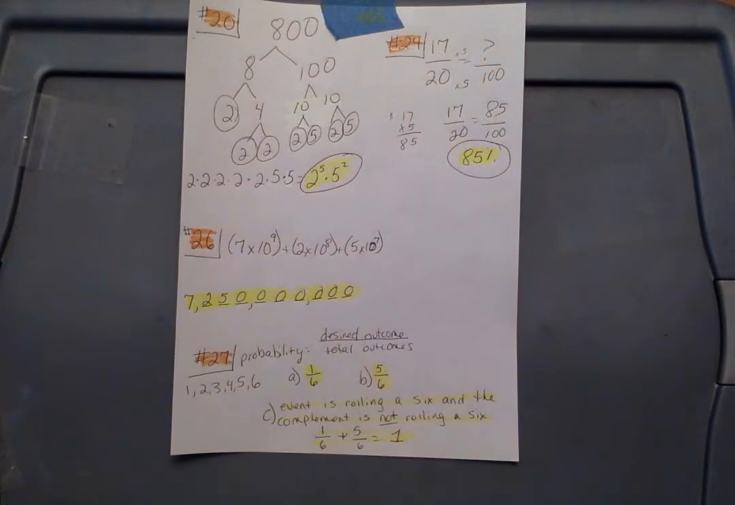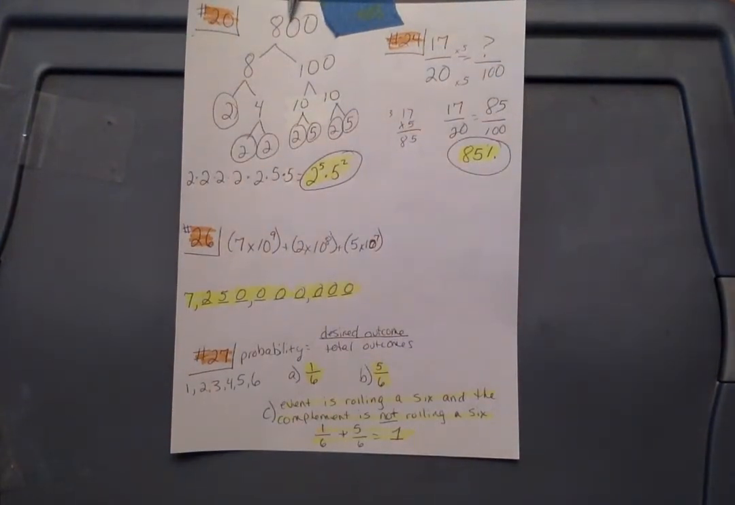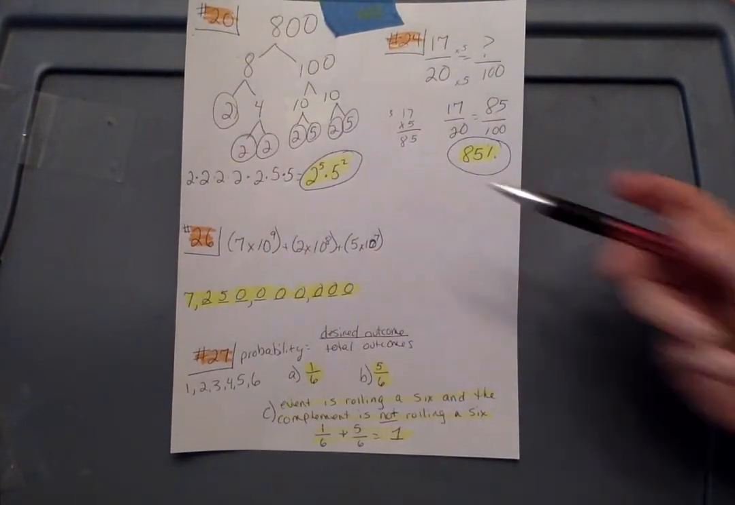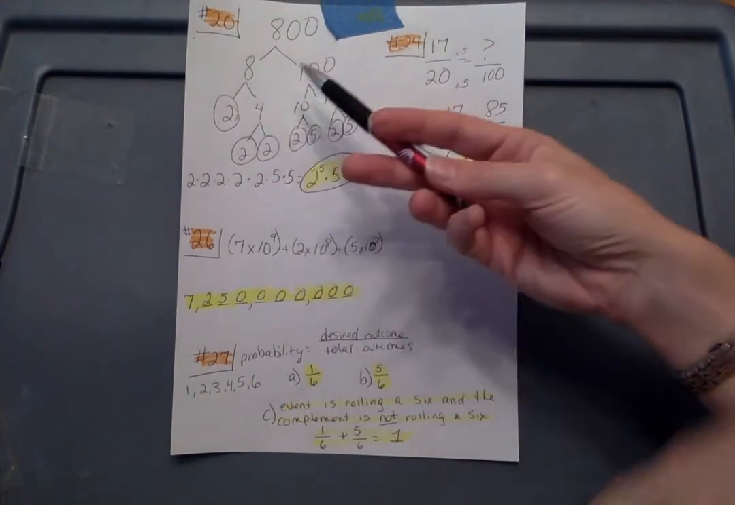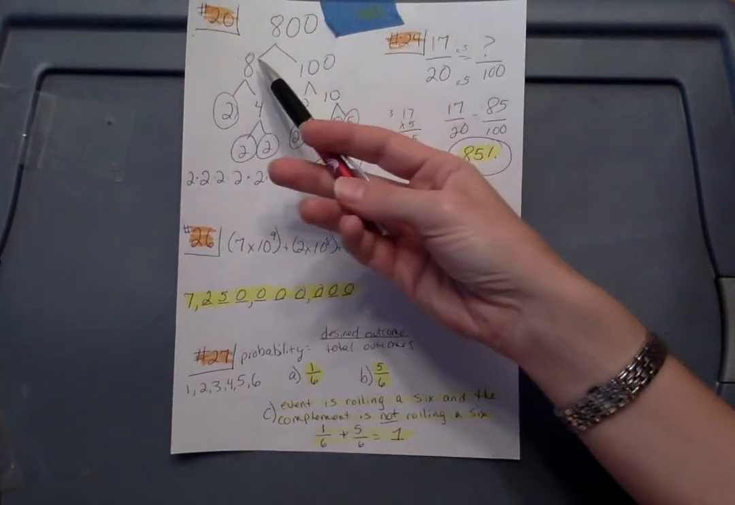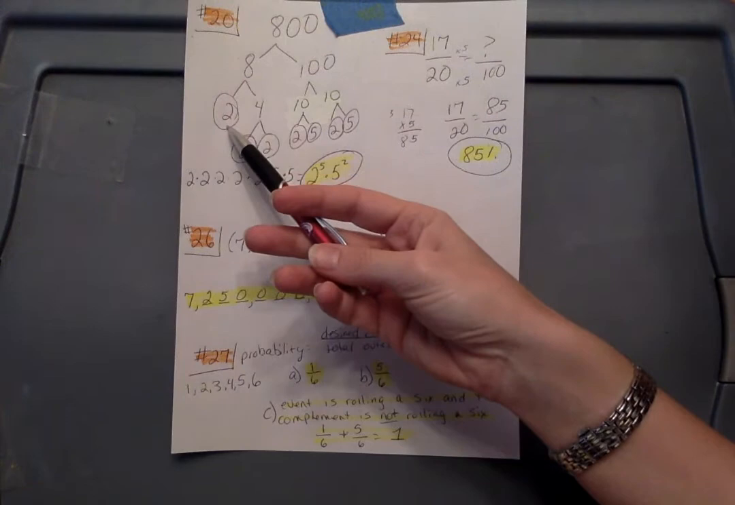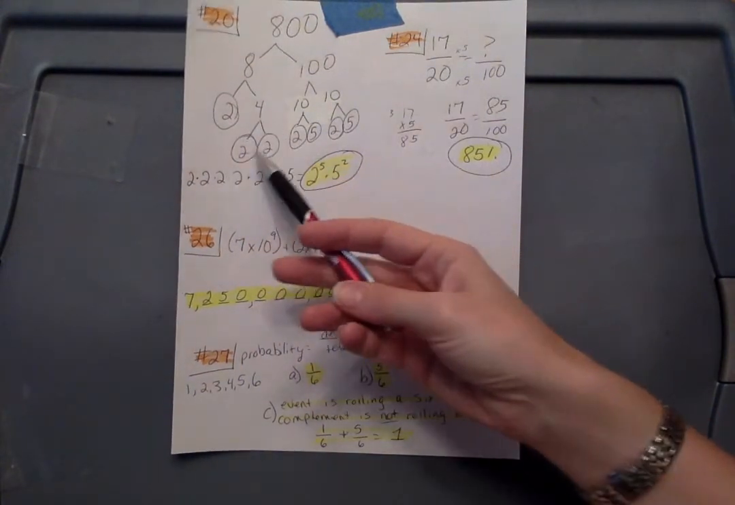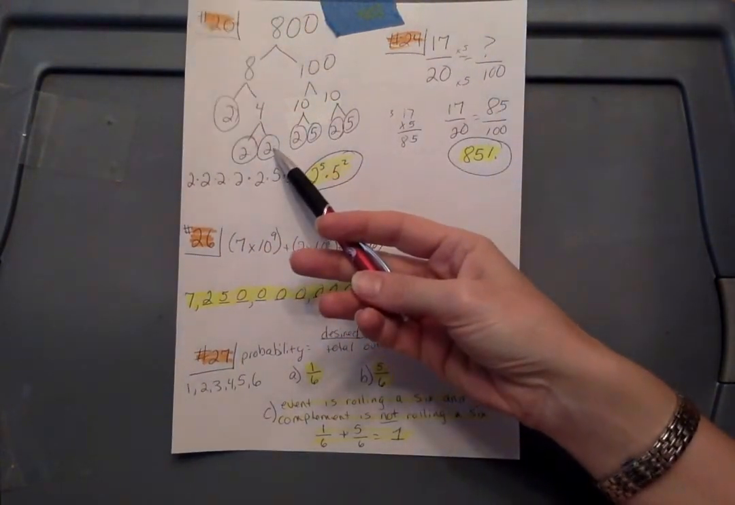Okay, number 20. They want us to write the prime factorization of 800. So I said 800 becomes 8 times 100. 8 becomes 2 times 4. 2 is a prime, so it's done. 4 becomes 2 times 2. Those are primes, so they're done.